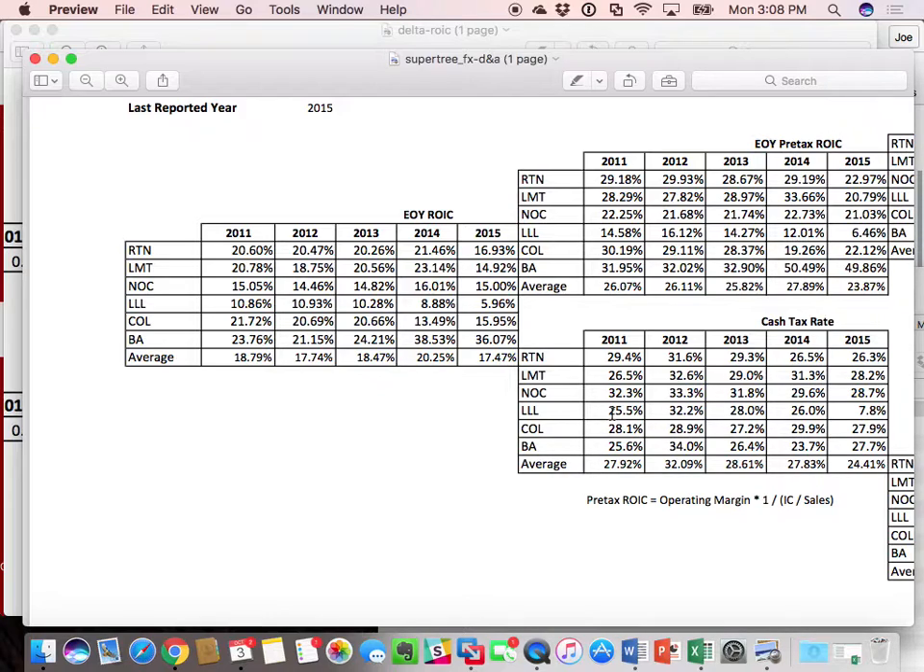This is the defense and aerospace industry. RTN is Raytheon. LMT is Lockheed Martin. NOC is Northrop Grumman. L3, COL is Rockwell Collins. BA is Boeing. Average is just a straight average because this is not Bloomberg calculated market cap weighted average. This is just a straight average because it's harder to do the market cap weighted average without Bloomberg.